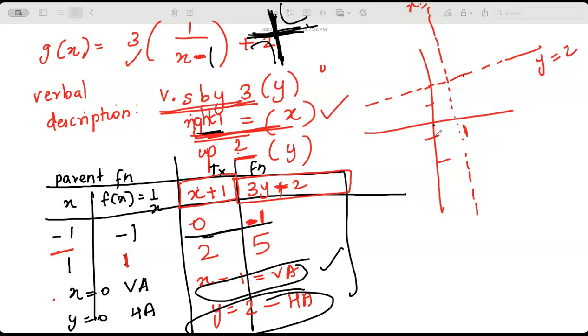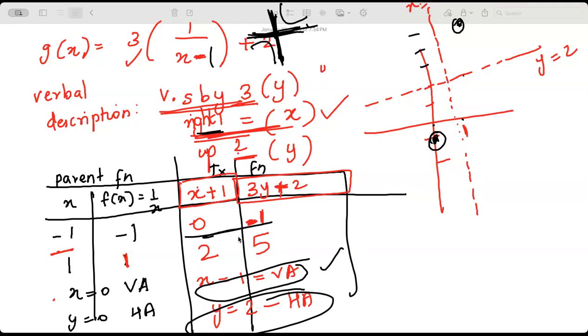0 comma minus 1 is a point on the graph. And then what? 2 comma 5 is a point on the graph. 2 comma 5 means 1, 2, 3, 4, 5. 2 comma 5 is a point on the graph. Do you see, guys? So it's going to be like that.